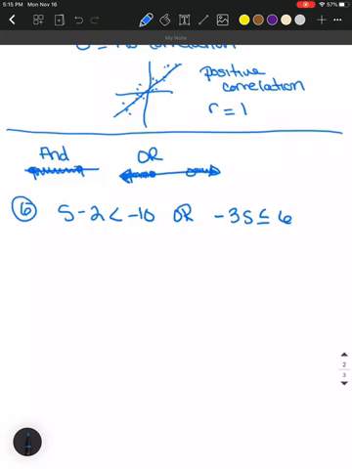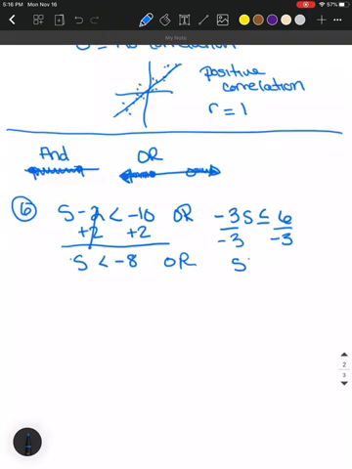So to get s by itself, we're just going to add 2 to both sides of that inequality, and we have s is less than -8, or we're going to divide both sides by -3, but this is where I need you to pay attention. When we divide by a negative, our inequality sign has to flip. So that becomes S is greater than or equal to -2.